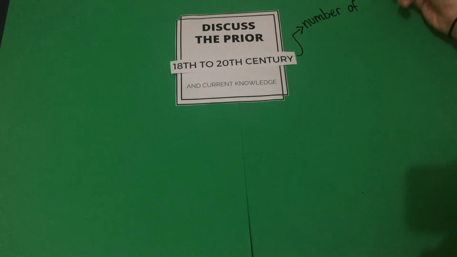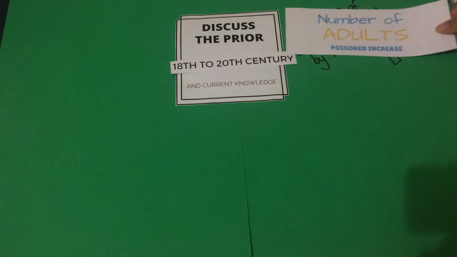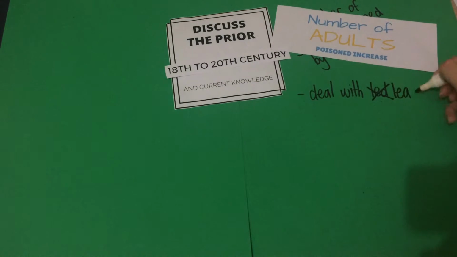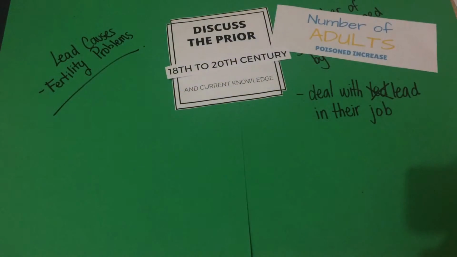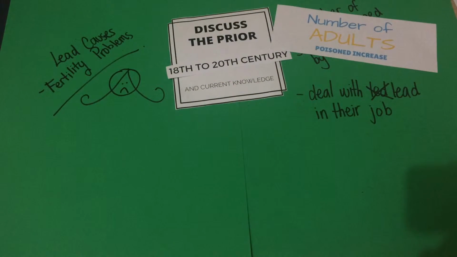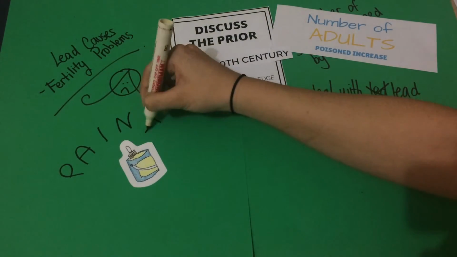In the 18th to 20th century, the number of lead-poisoned adults increased, and there was a clear trend that the people who had these sicknesses were the ones who dealt with lead in their job. Lead also caused fertility problems, and women who were exposed to lead were more likely unable to have children. The most diagnosed form of lead poisoning were the ones that were caused by paint.